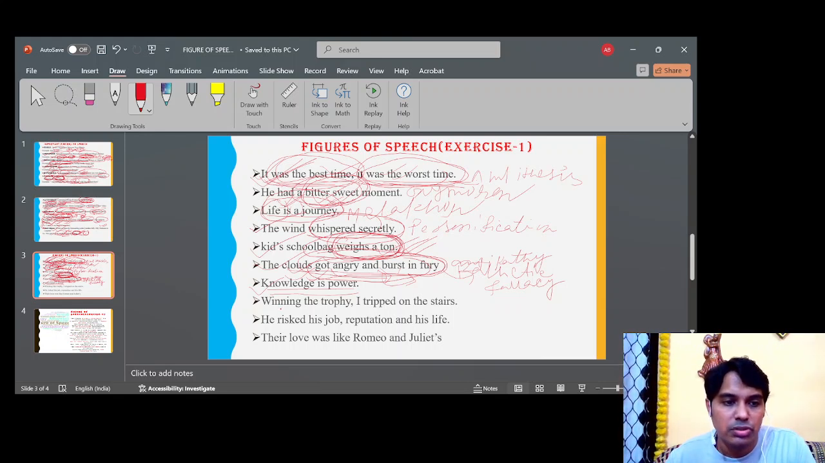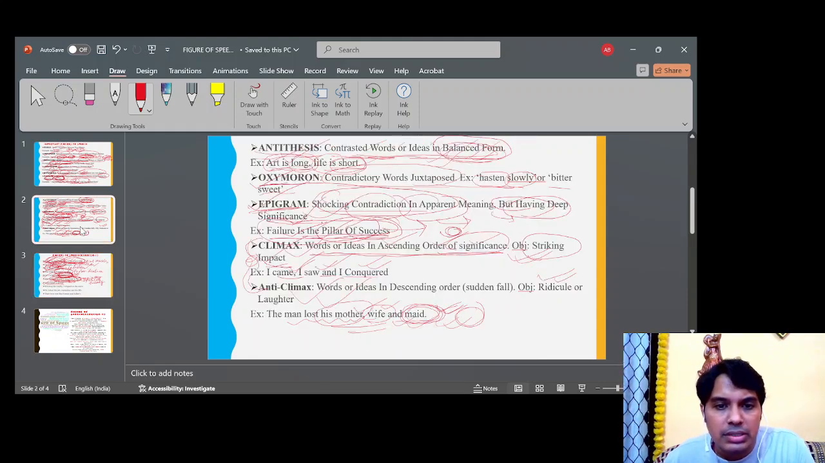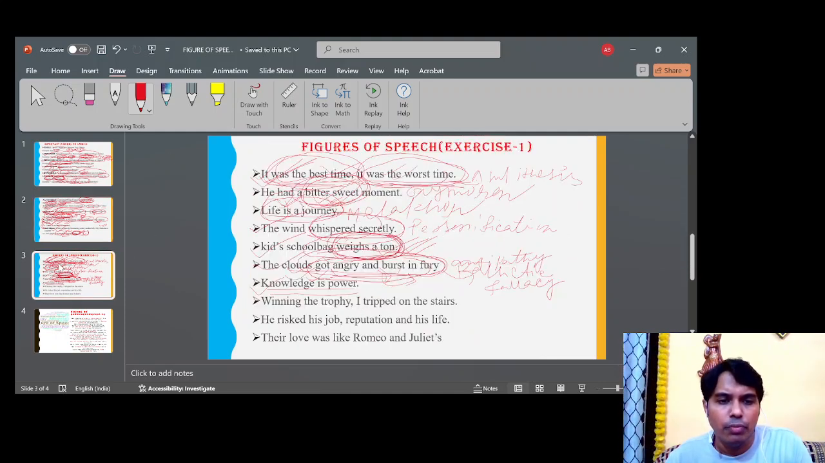Now one who is knowledgeable, definitely he or she is respected, held in high esteem. Now knowledge is power here is an epigrammatic statement, a shocking contradiction. How can knowledge be power? But yes, knowledge is power, because the shocking contradiction is there. So it is an epigram, an epigrammatic statement, right? Now moving on, in this slide we have 3 examples left.